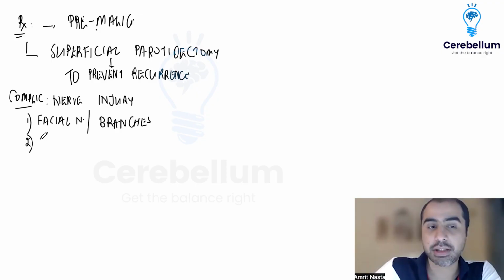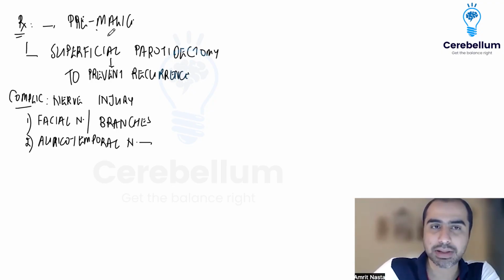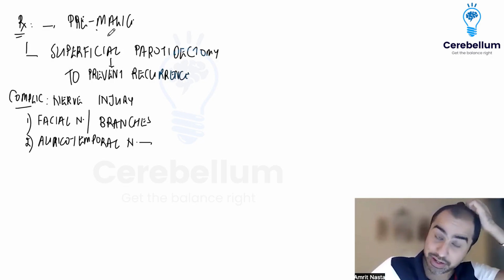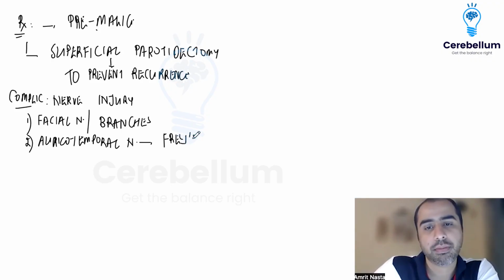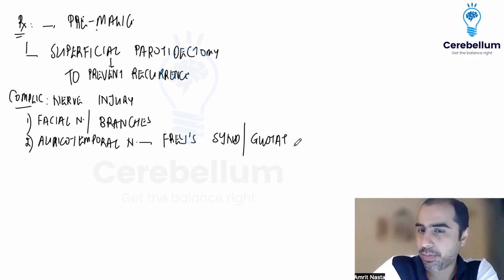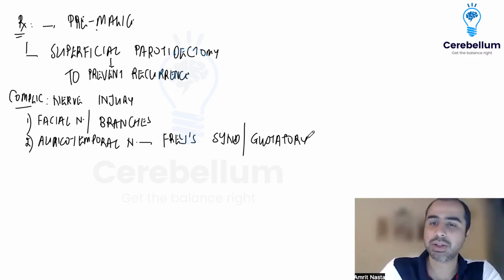Second nerve that can get injured is called the auriculotemporal nerve. If this nerve gets injured, what will the person have? We've written it already. Auriculotemporal. Yeah, he will have Frey syndrome. Frey syndrome is also called gustatory sweating. So whenever he eats food or whenever he even smells food, he will start sweating on his face. That is called gustatory sweating or Frey syndrome. It happens because of auriculotemporal nerve injury.